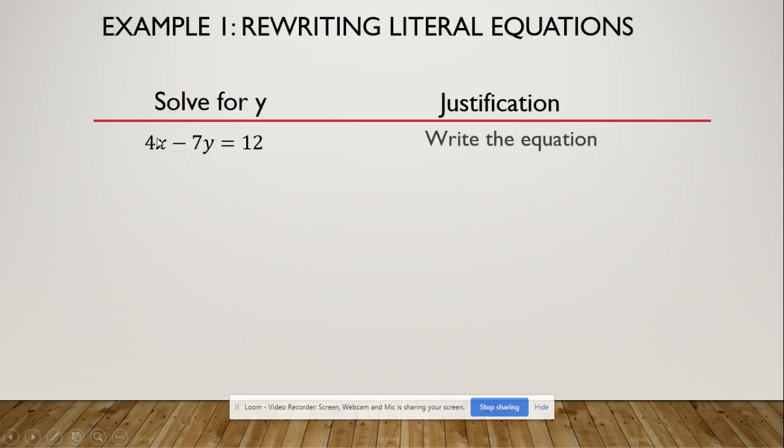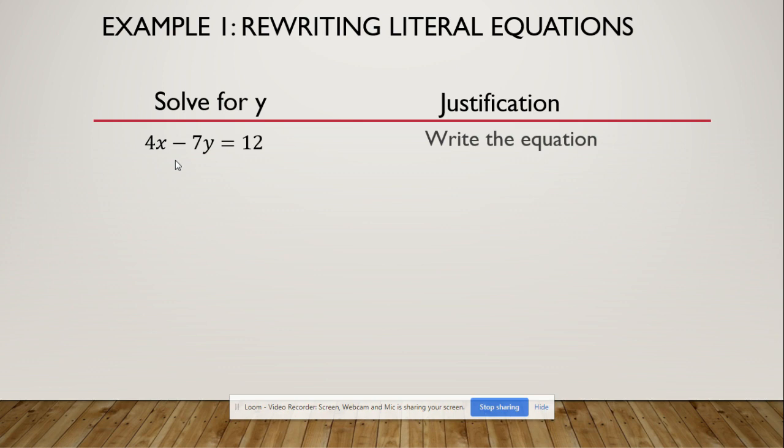Now, we're going to take this equation right here, and we are going to solve for y. And then it's going to be in terms of x. As we do this, the first thing we need to focus on is the things that are with y. Those are the things we'll need to eliminate. We've got a positive 4x that will need to be eliminated, and we are multiplying by a minus 7. So those are the two things we'll need to eliminate.